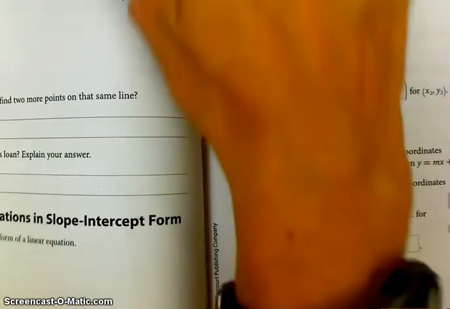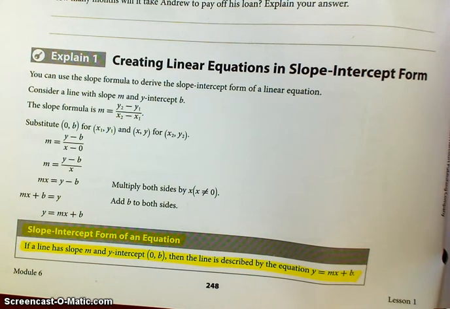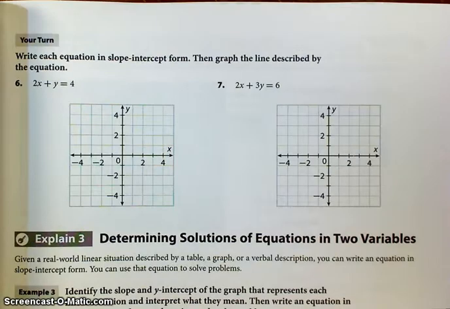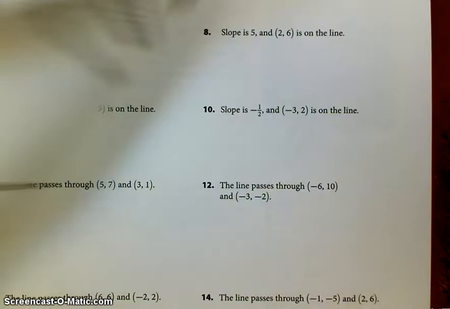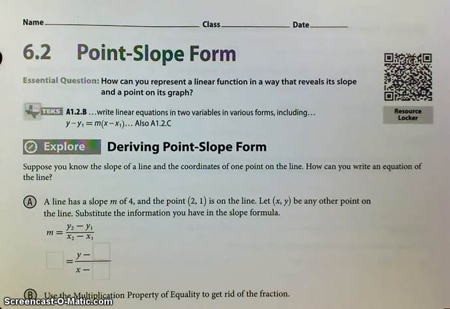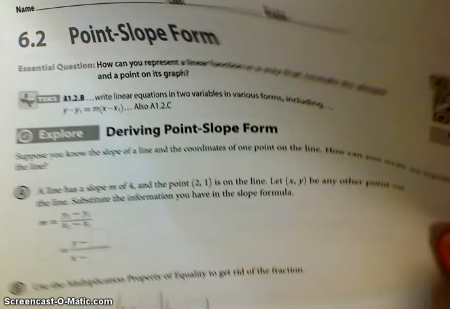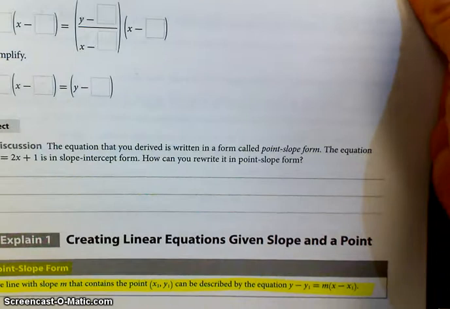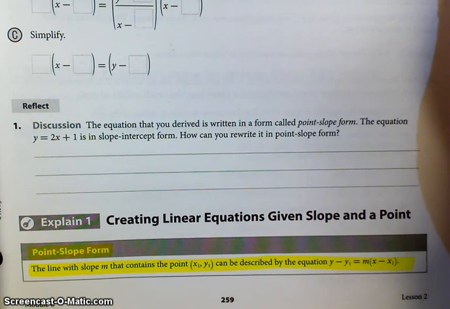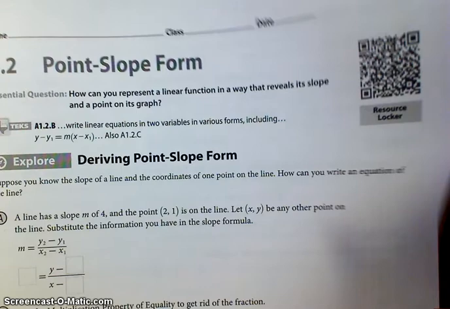And actually, the rule that we'll get to is down here on the bottom of page 248. So that's what is covered in Lesson 1. Lesson 2 goes over another way to write a linear function, and that is called point-slope form. And the way that you write point-slope form is down there at the bottom of page 259.